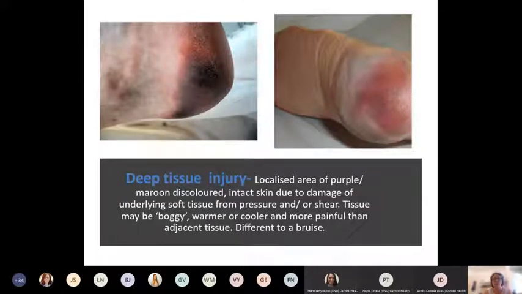However, after a few days, certainly that heel on the left, that will turn into black, hard eschar. This is not a bruise. This purple bit here over a bony prominence, that is deep tissue injury.